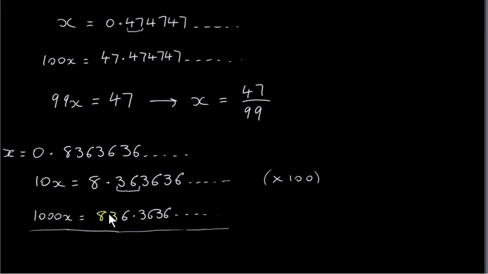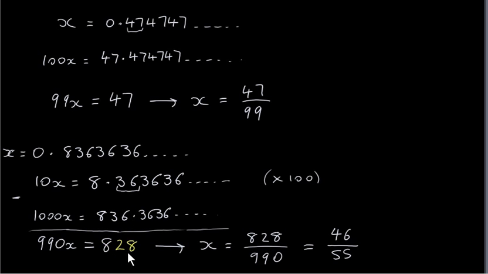And now, like before, we do some subtraction, because if we subtract, we can cancel out the decimal part on the right hand side. So I take this second equation and subtract this first equation from it. So I have 1000x minus 10x, that's 990x. And here I have 836.36 recurring. I subtract 8.36 recurring. The decimal part will disappear, and I'm left with 836 minus 8. We get 828, so x equals 828 divided by 990, and that can be broken down to 46 over 55.